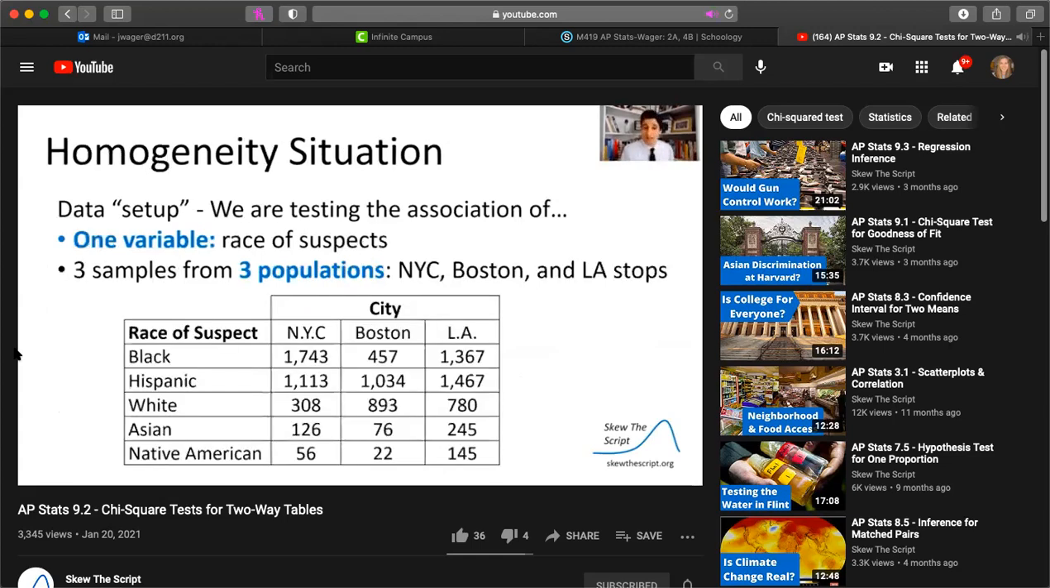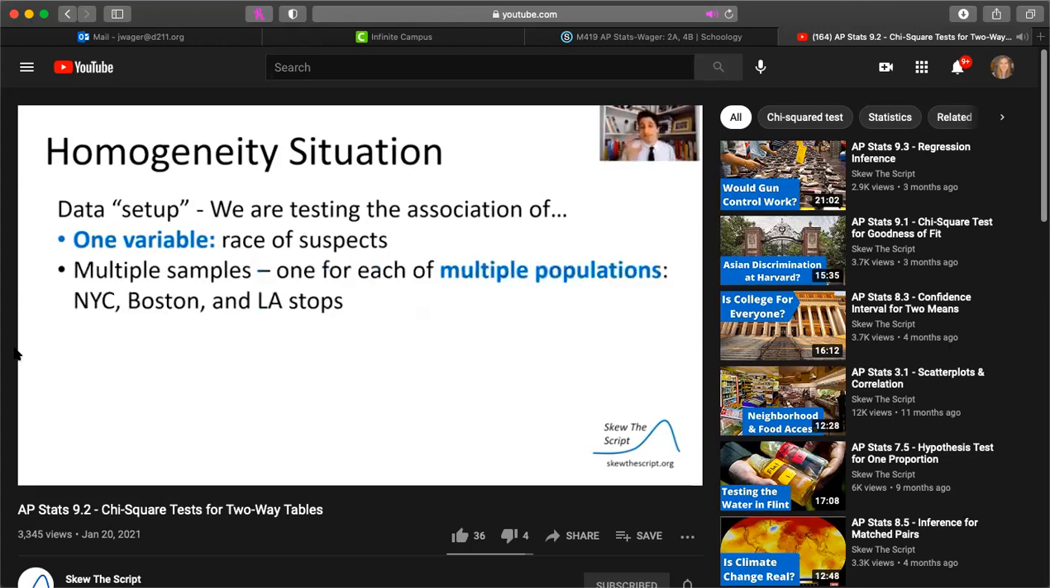In a homogeneity situation, the data sets are going to be different. Imagine we did a different study, in which we're testing the association between the race of suspects stopped in different cities. So, for example, here we have one variable, which is the race of the suspects that police stopped in different cities, from multiple different samples from multiple different populations. So we have a sample from New York City, a sample from Boston, and a sample from LA. So this is one variable, the race of the suspects, in 3 different contexts and 3 different samples. So this is one variable, multiple samples. This is a homogeneity situation, not an independence situation, homogeneity.